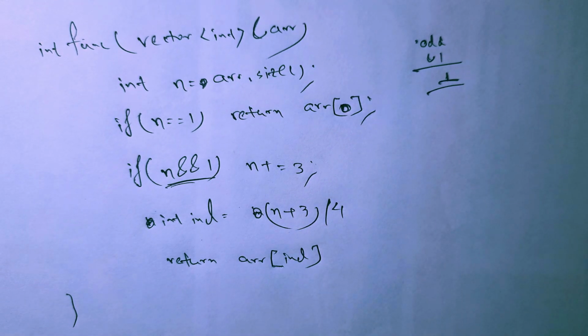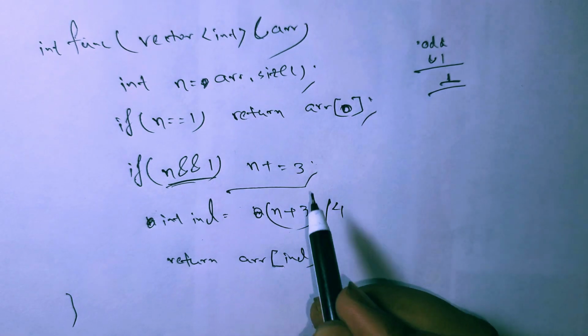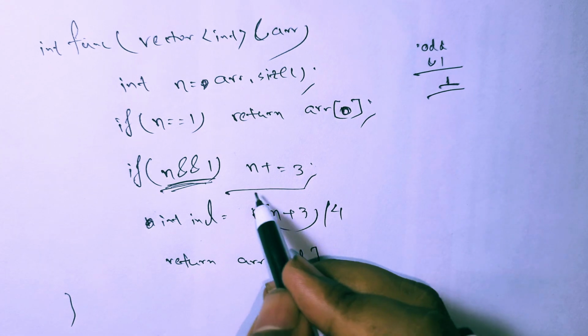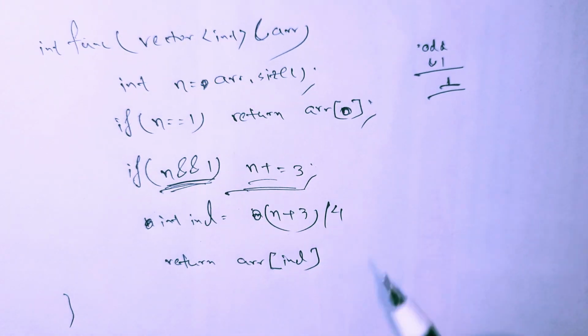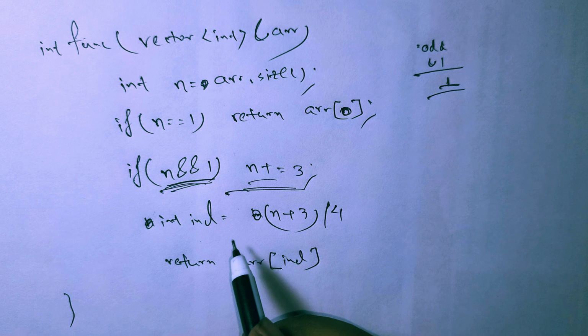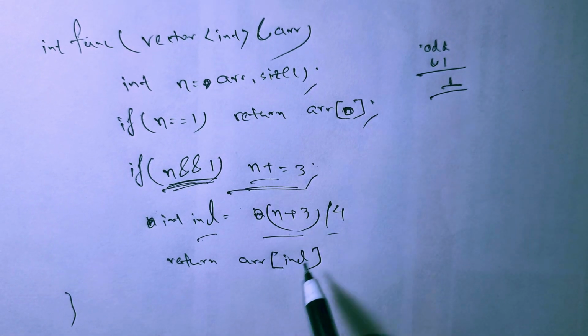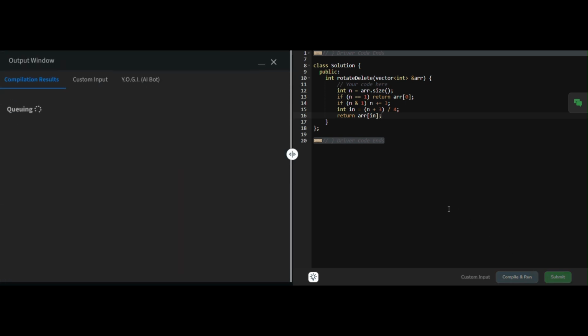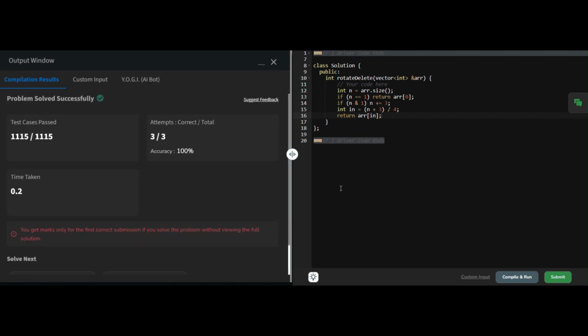After watching and observing all the different test cases, where the array size is even or the array size is odd, I concluded these steps: at first I have to check whether the size is odd or even. If it is odd, then I add 3 to the size, and I access the index by doing n plus 3 by 4 and array[index]. So this is the solution. I have already explained the code, so I will try to submit it, and yes, it is quite faster.